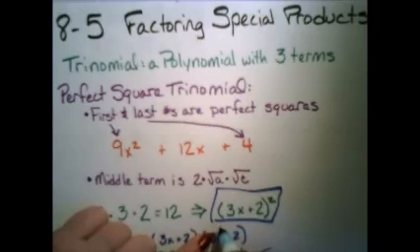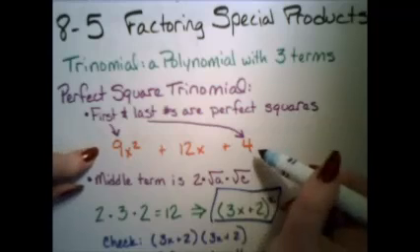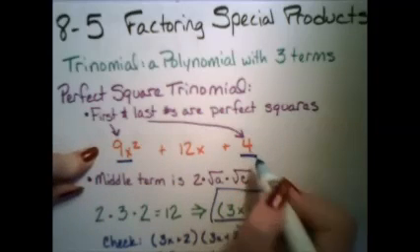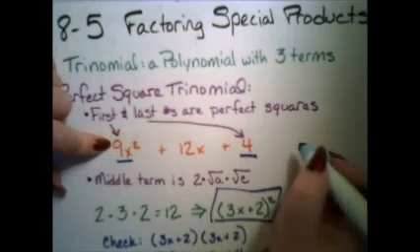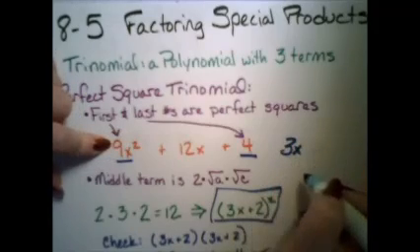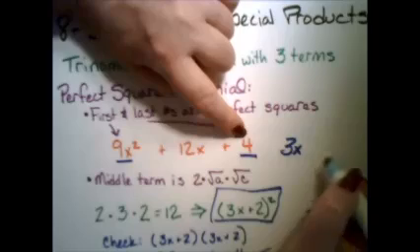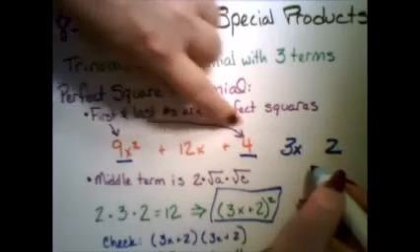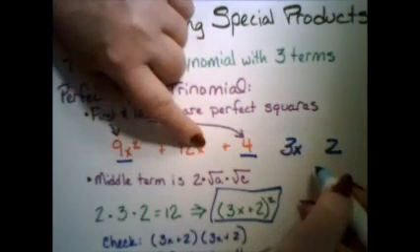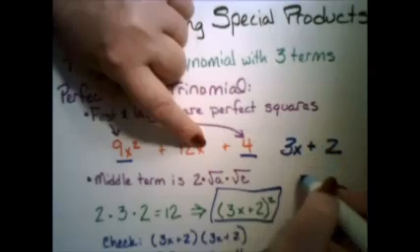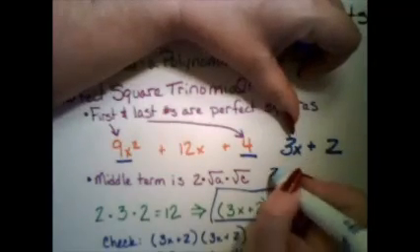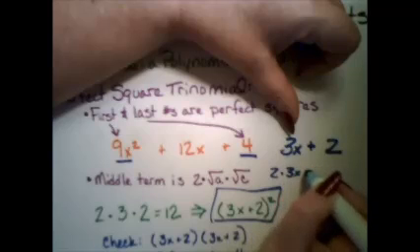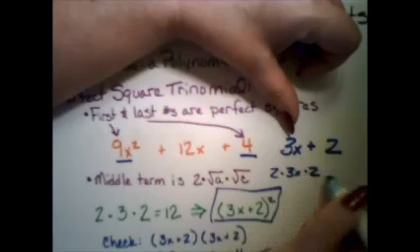So when we find perfect square trinomials, the question they're going to ask you is this one. You want to look at these two numbers. Is 9x squared a perfect square? Yes, because it's 3x times 3x. Is 4 a perfect square? Yes, it's 2 times 2. And is the plus 12x in the middle going to work with that? Well, we want to say 2 times 3x times 2. 2 times 3 is 6, times 2 is 12x.